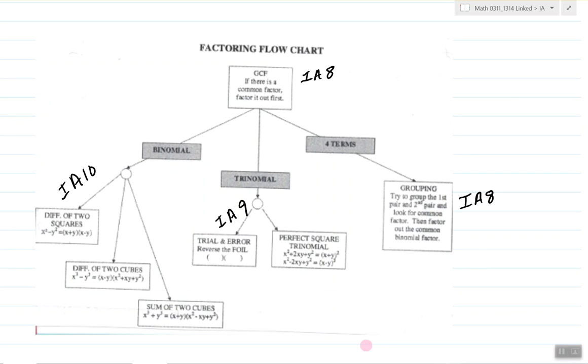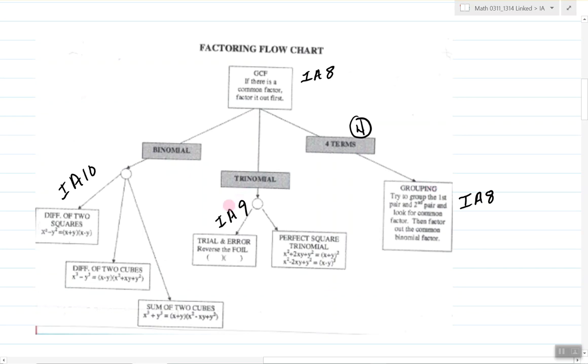As we start our last video on factoring polynomials, I wanted to start by bringing the flowchart up. In this flowchart, we started right here, and anytime you factor a polynomial, you look to see if there is a GCF. That was in lesson IA8. Also in that same lesson, we talked about what if there are 4 terms. If there are 4 terms, then you use a process of grouping.